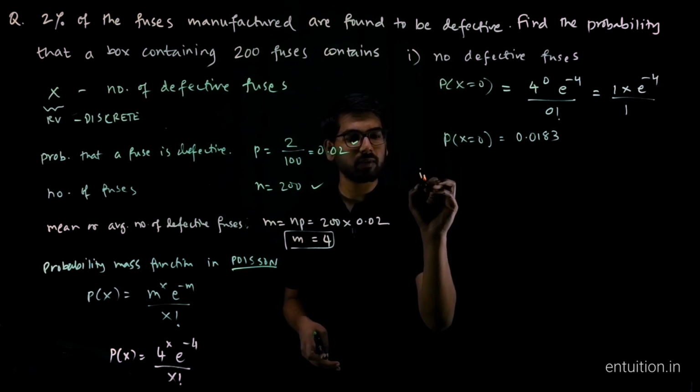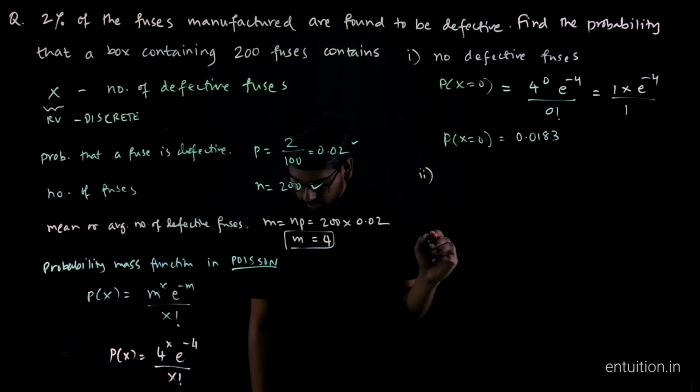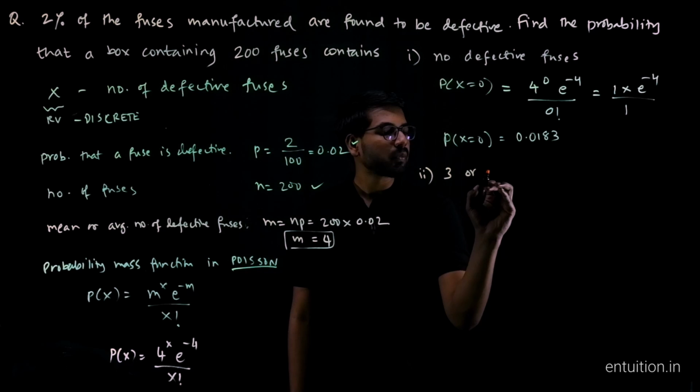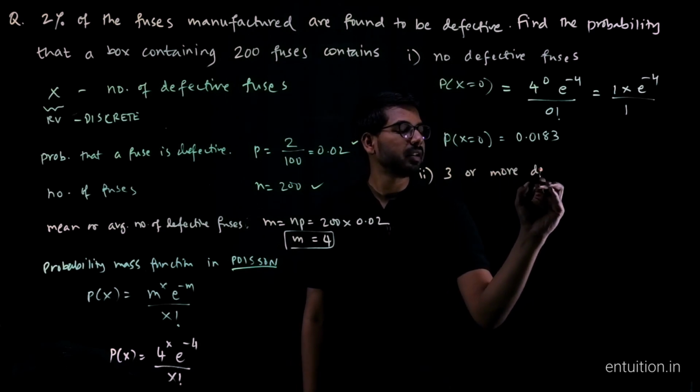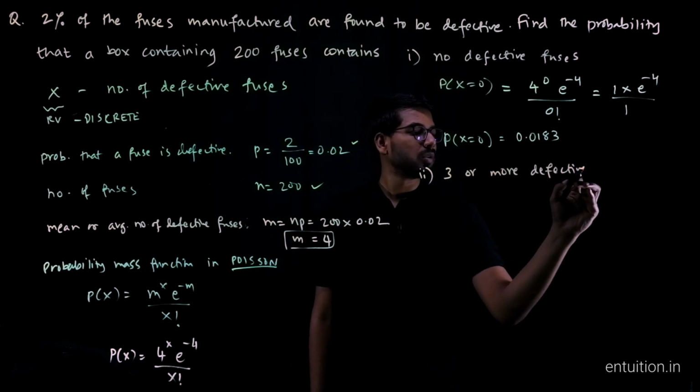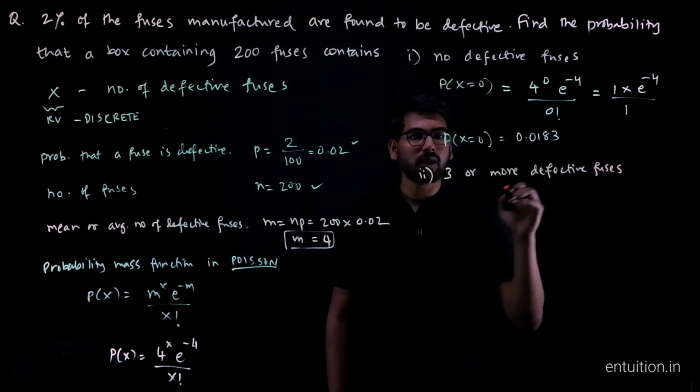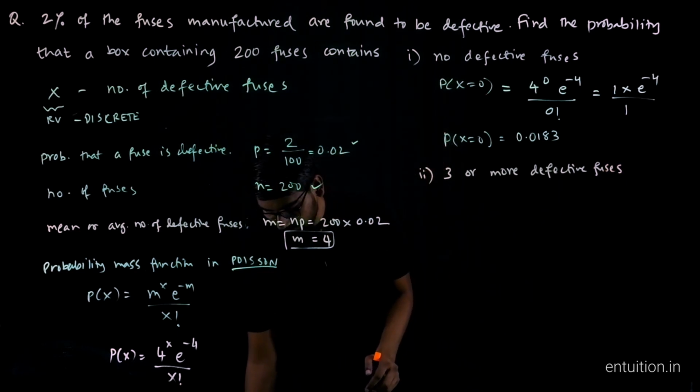Next, the second question is 3 or more defective fuses. So how do you find 3 or more defective fuses?